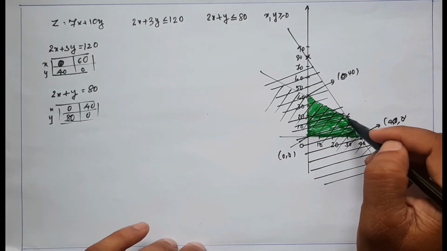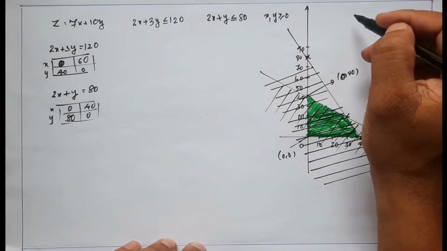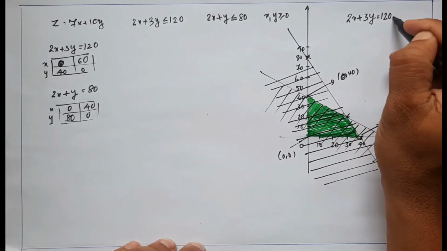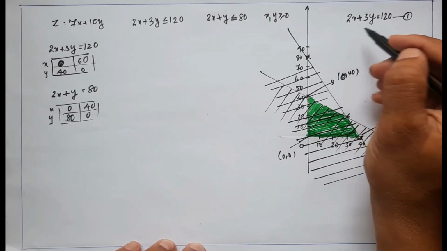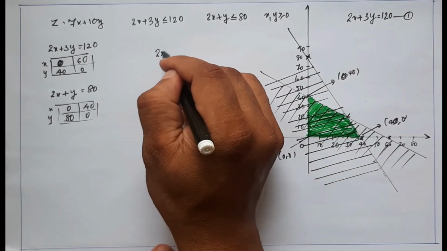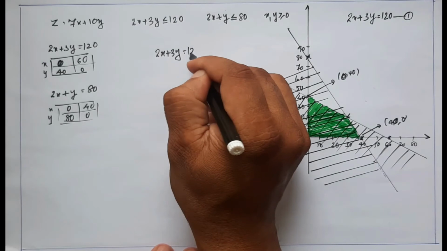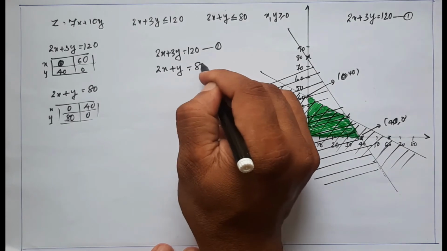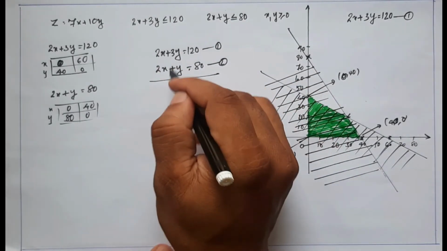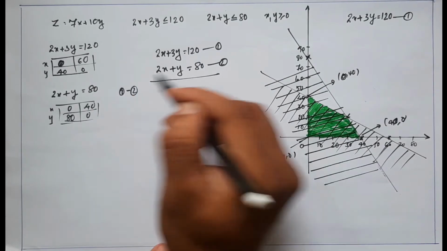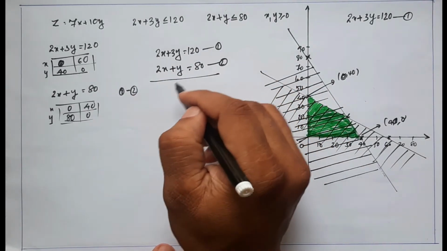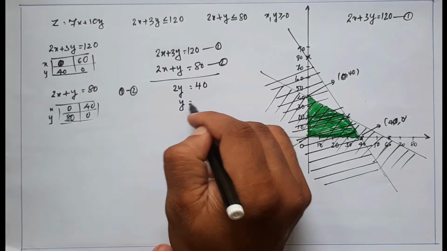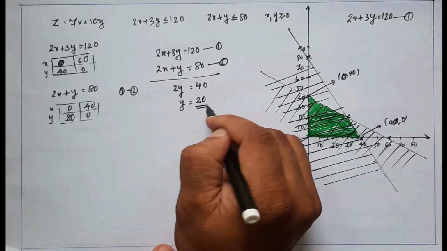For finding this corner point, we solve these two equations, that is 2x plus 3y is equal to 120, equation number 1, and second is 2x plus y is equal to 80, equation number 2. Now here x coefficients are same, so equation 1 minus equation 2, we get 2x minus 2x is 0 and 3y minus y is 2y is equal to 120 minus 80, we get answer 40, and therefore y is equal to 40 divided by 2, answer is 20.